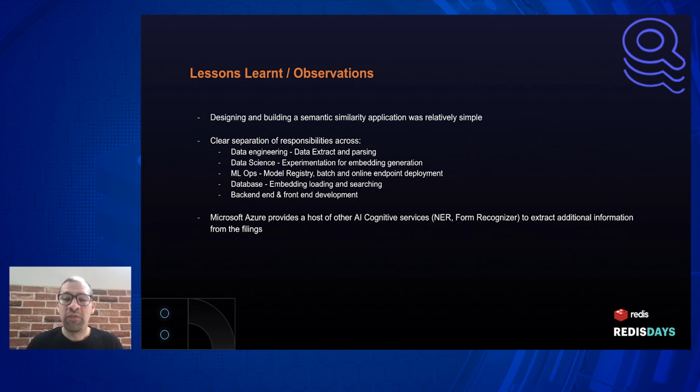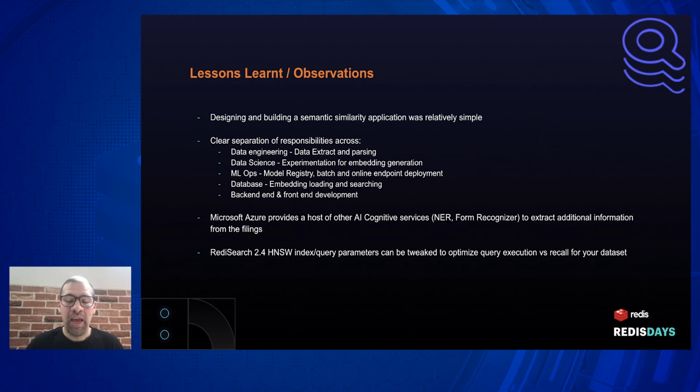Form Recognizer is one of those other technologies that could have probably made a difference. With it, we could have done better with data that was in table form in the filings. With Redis Search 2.4, I mentioned that the HNSW index has parameters that could configure that trade-off between recall and speed. We didn't have enough time to do this, but in a production environment, you would want to play with these parameters with your data set, make sure that you achieve the desired recall and throughput for your data set.